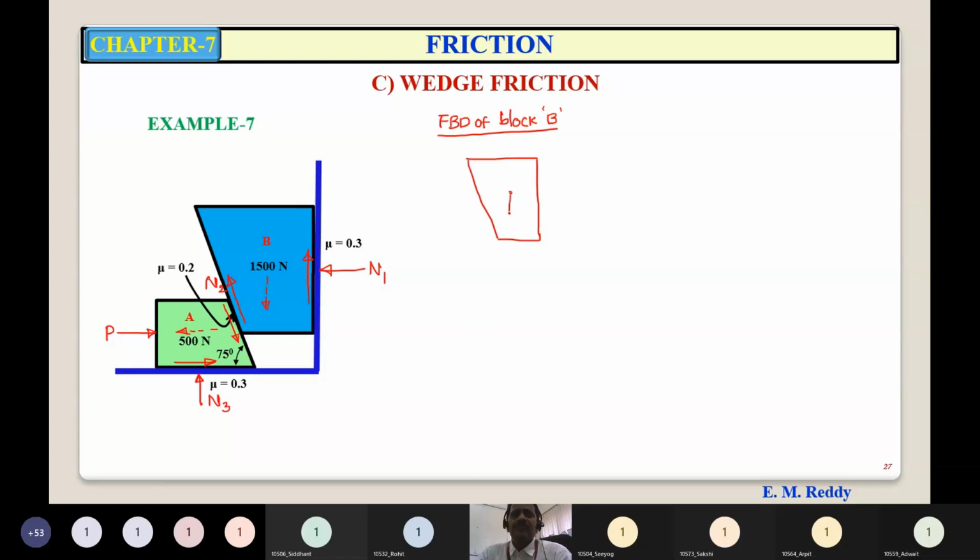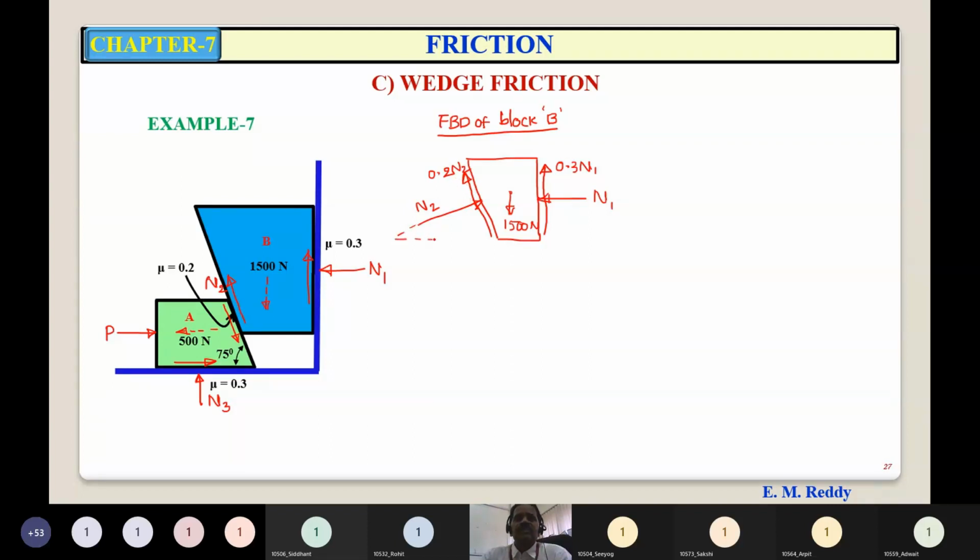So weight of B, 1500 Newton. Normal reaction from the vertical surface, N1. Normal reaction from block A, I am calling it N2. And the frictional force near the vertical surface is upwards. Magnitude is coefficient of friction into normal reaction, 0.3 N1. Whereas the friction force here is upwards. Magnitude is 0.2 N2. So the coefficient of static friction is 0.2.